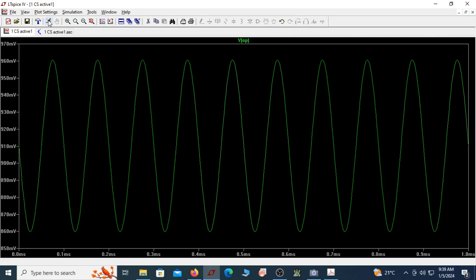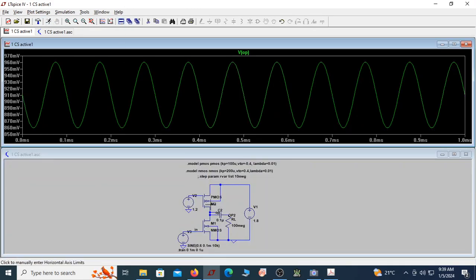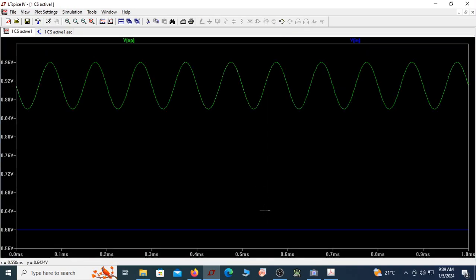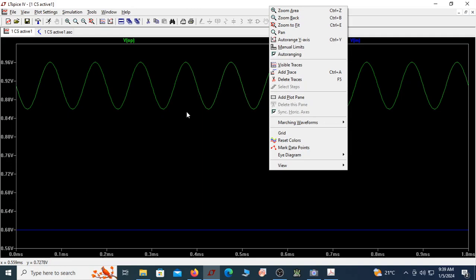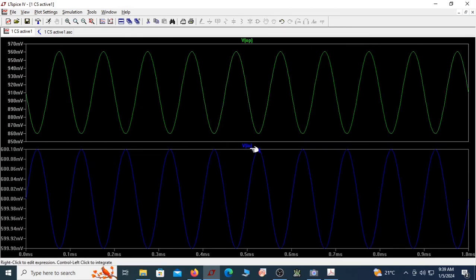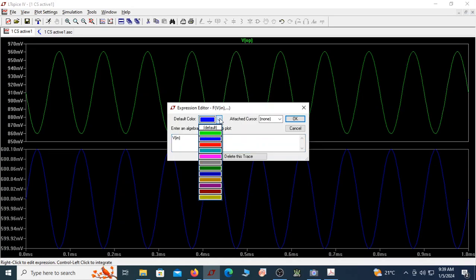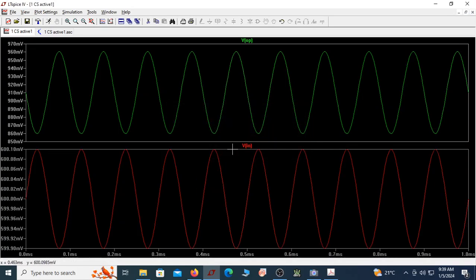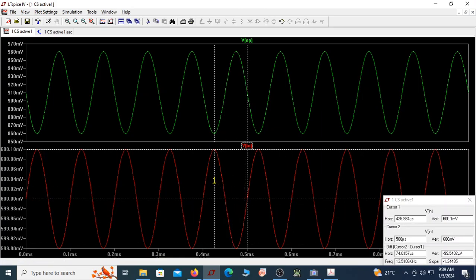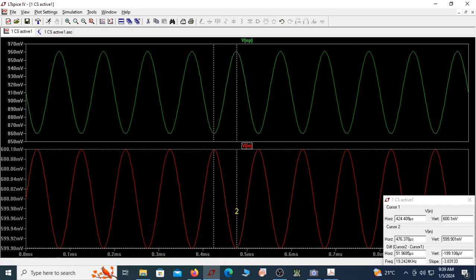So let me also take the input. So where is the input now? This is the input. Let us put them into different panes because it is amplified by too much. So let me put it in a different pane. Let us put the output here. This is my input. Let me change the color to red. Fine. Let us measure what is the input peak to peak. As we know, it is 0.1 into 2. I think it is 200 microvolt.